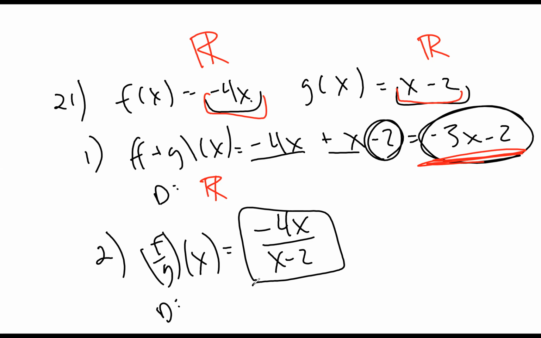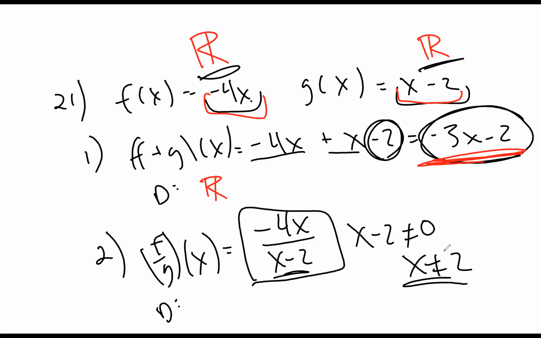Now, when I find its domain, I know that the mom and dad function up here is all real, which is great. But I know now that I have a fraction, and I can't let the bottom be 0. So I'm going to say that x minus 2 cannot equal 0. And that's going to tell me that x cannot equal the number 2. And so I'm allowed to have all the numbers in the whole wide world except for the number 2.